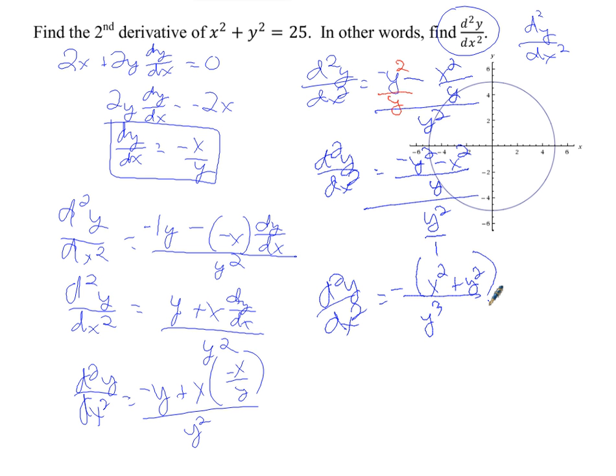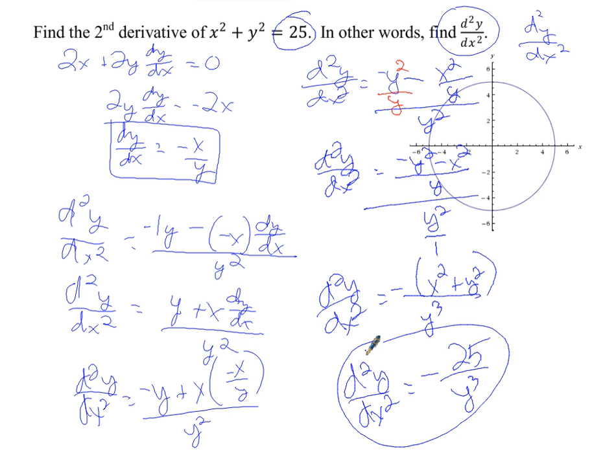It'd be nice if we knew what x squared plus y squared was so we could simplify that down a little bit. Yeah, it's 25. x squared plus y squared is 25. So I can substitute that in, and I have d squared y over dx squared equals negative 25 over y to the third. And that is your answer.